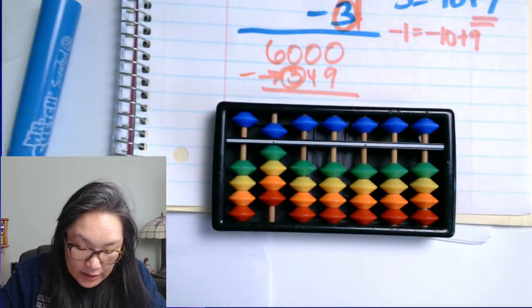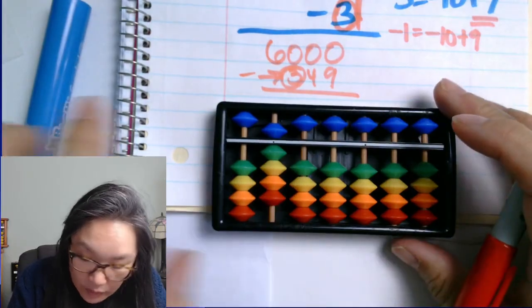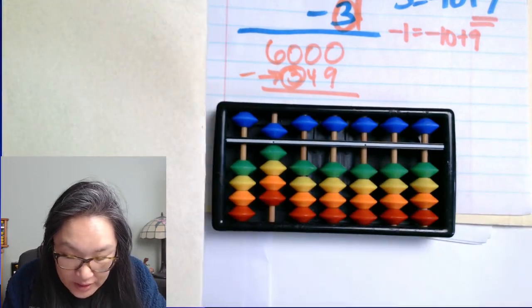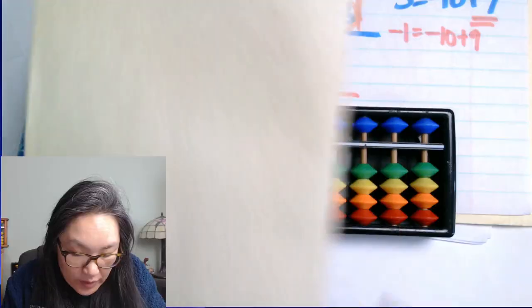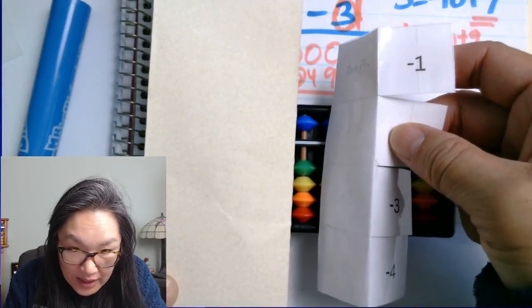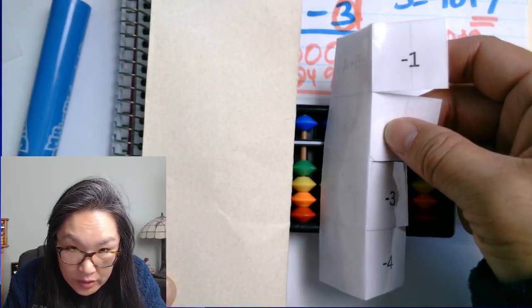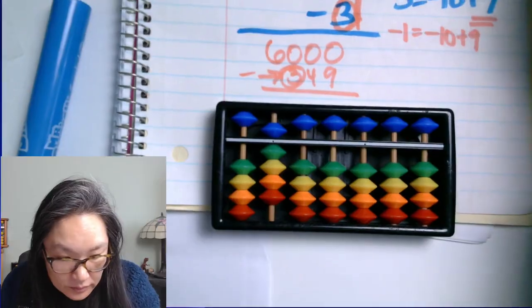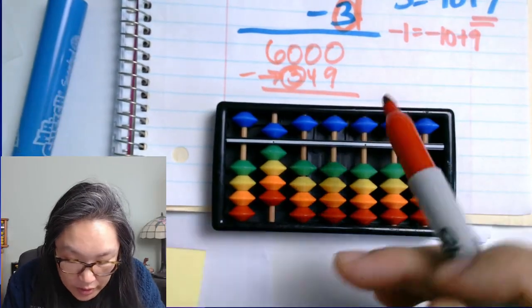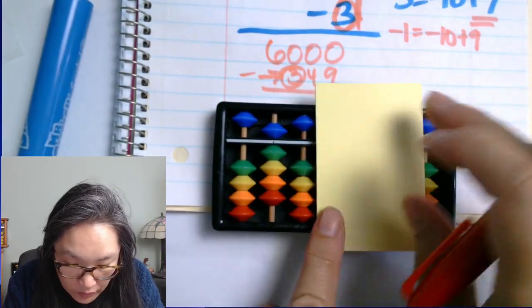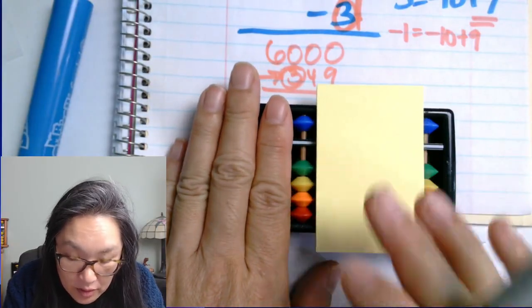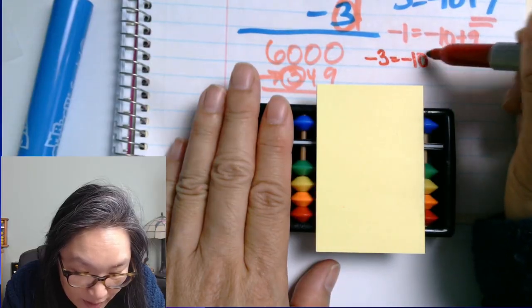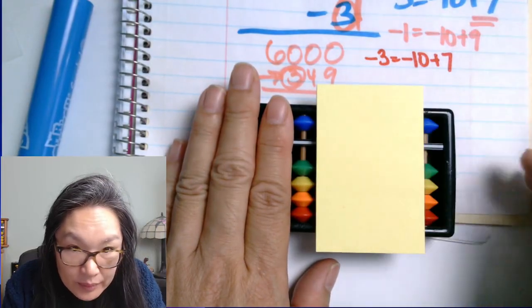Take away 300, take away 3. When we talk in abacus, we don't say 300. We just know we're taking away the 3 from this column. Can we take away 3? No. What do we do? We take away the 10 and we add the 7. Does that make sense? So to take away the 3, minus the 3 is equal to minus the 10 plus the 7. I already did that up there, but it's okay.